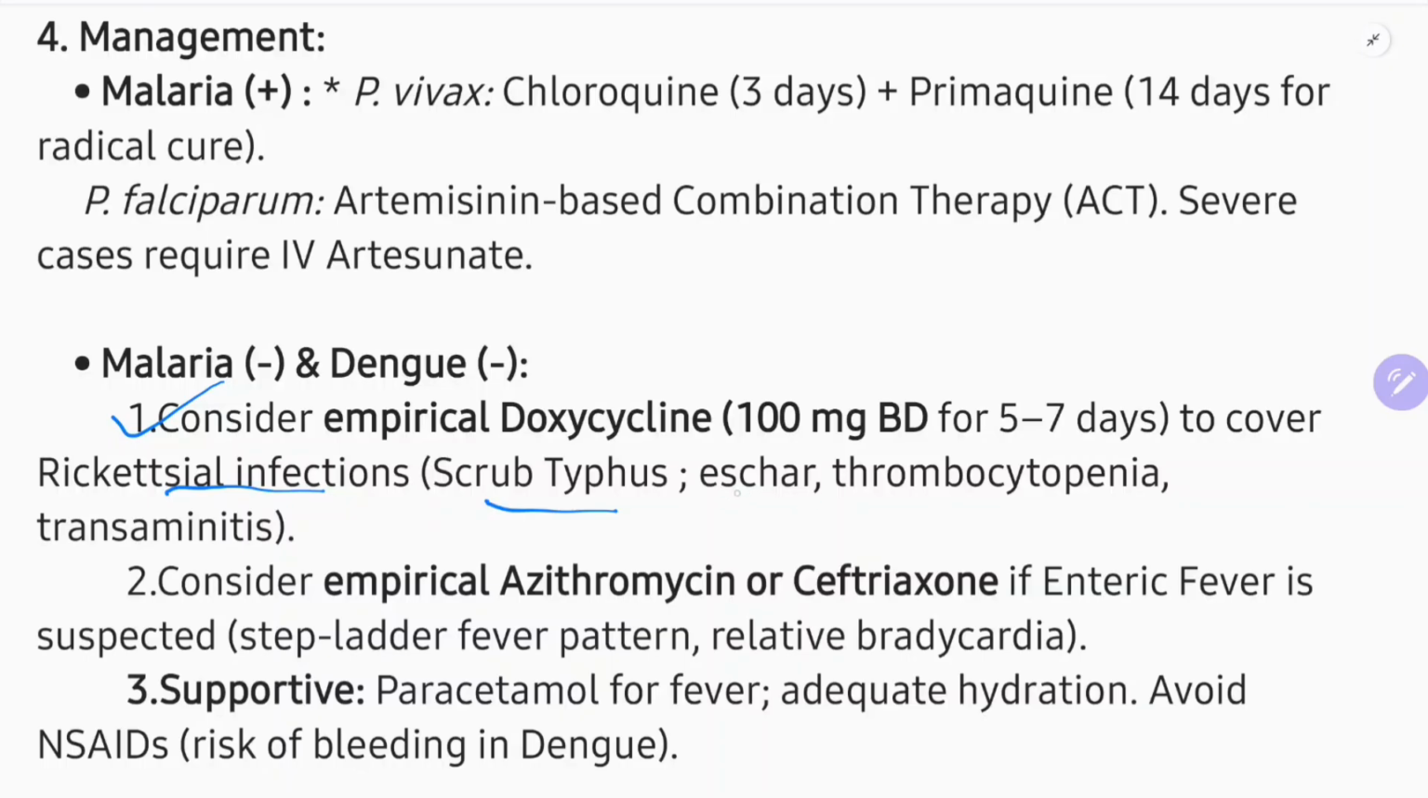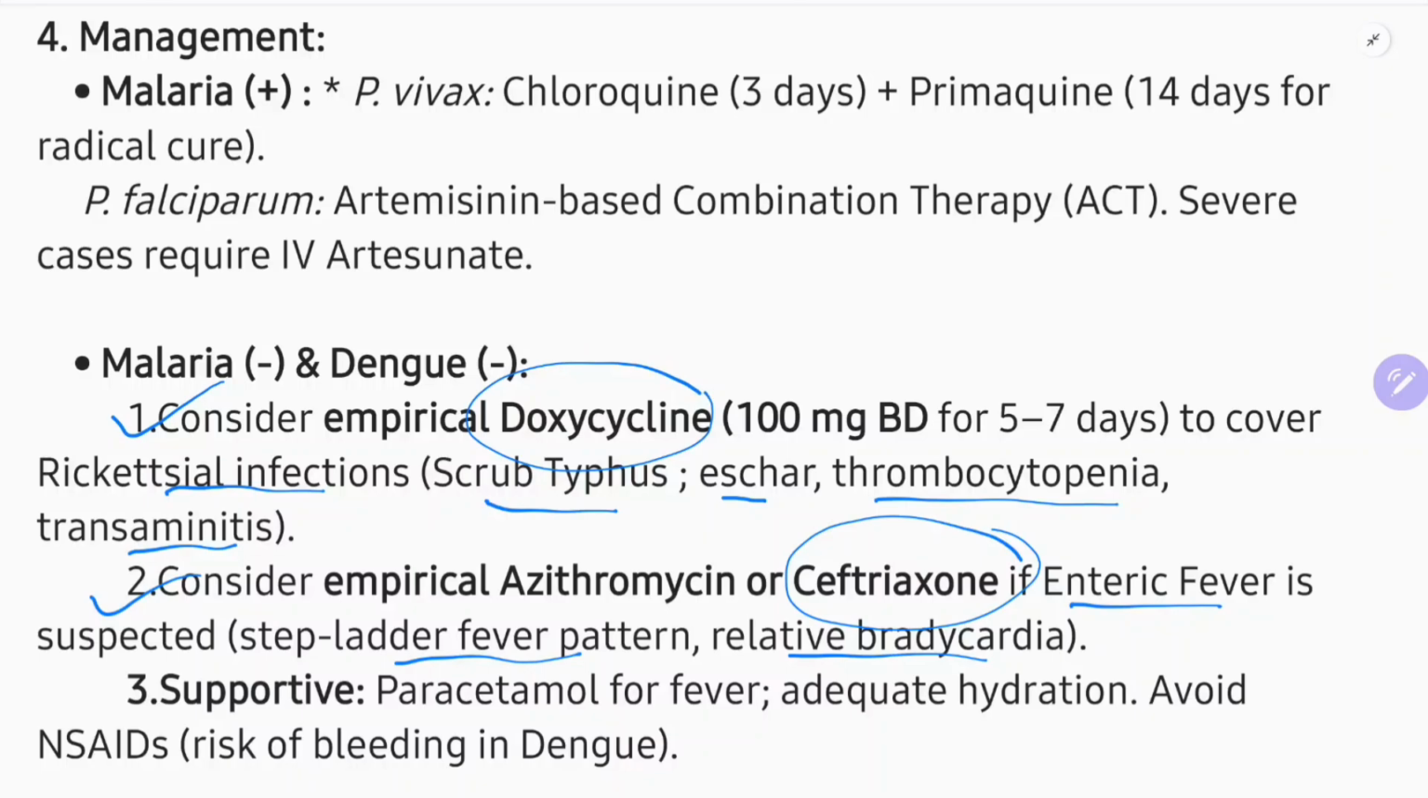For scrub typhus, the specific pathognomonic sign is eschar. You may have thrombocytopenia, transaminitis, and consider empirical azithromycin or ceftriaxone if enteric fever is suspected. So we will have stepladder type of fever and relative bradycardia. Relative bradycardia you can also have in atypical bacterial infection, because remember one important point is that intracellular bacteria cause this relative bradycardia. Okay, so this is the empiric therapy: ceftriaxone with doxycycline once you have excluded malaria and dengue.